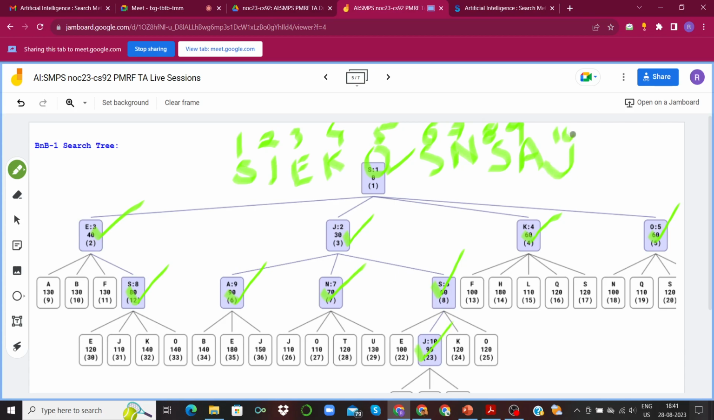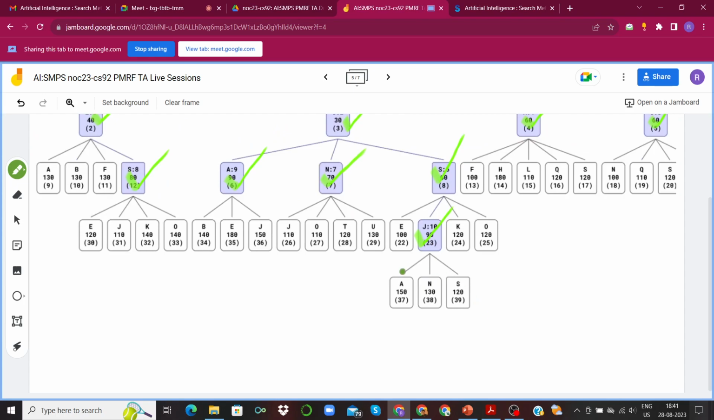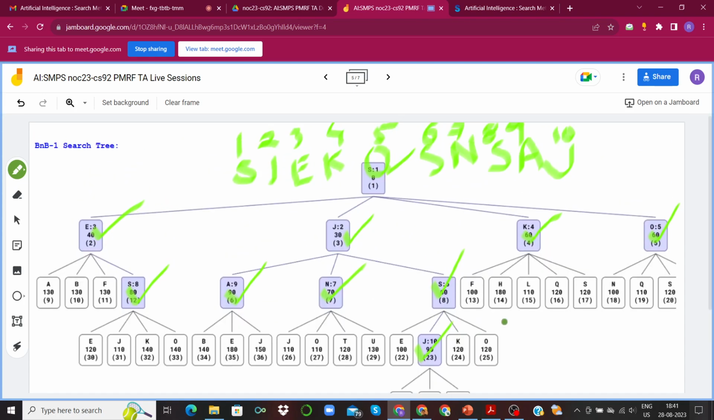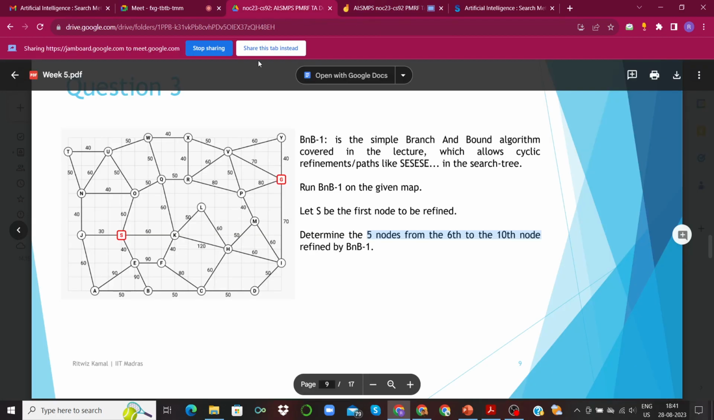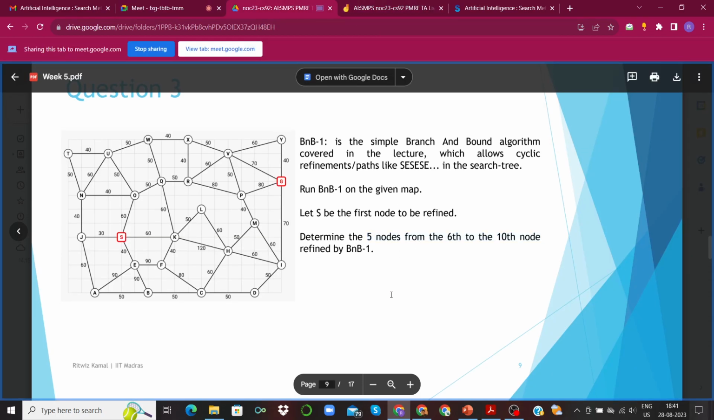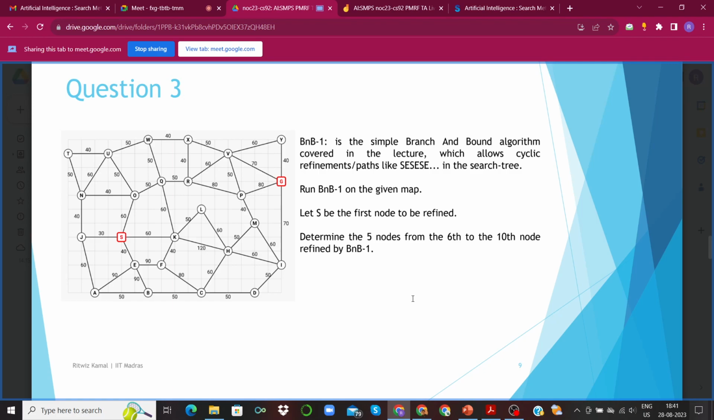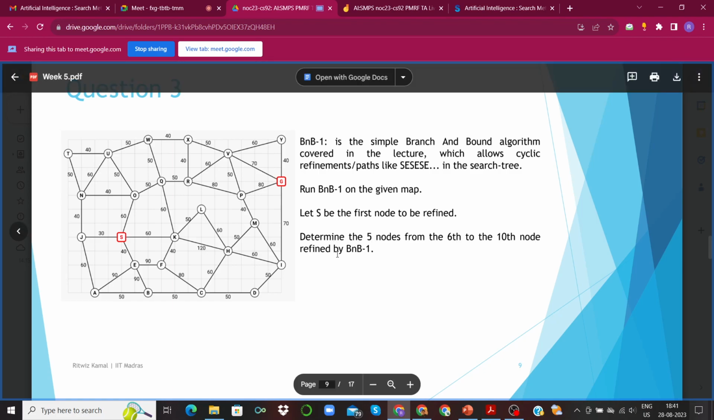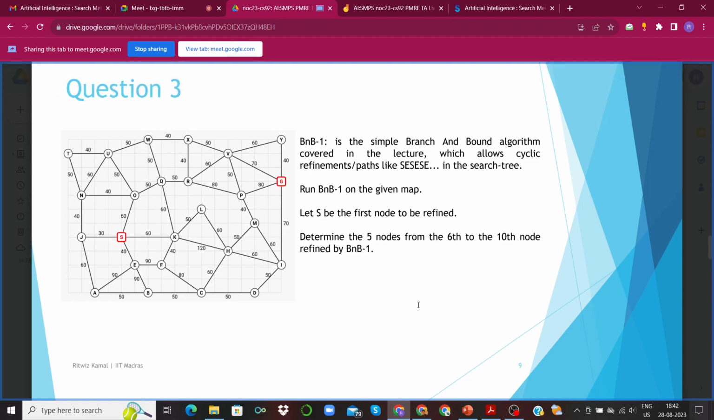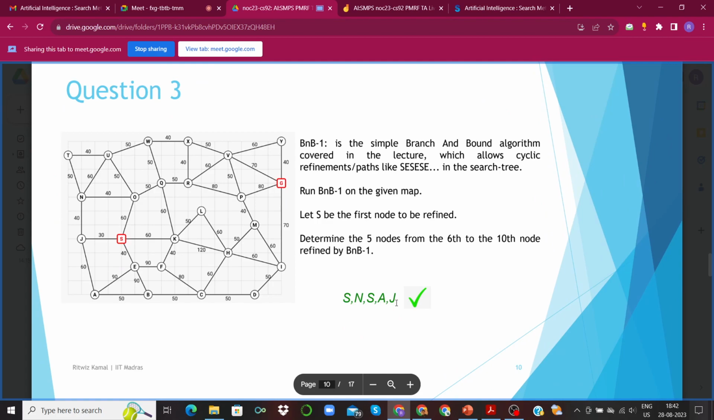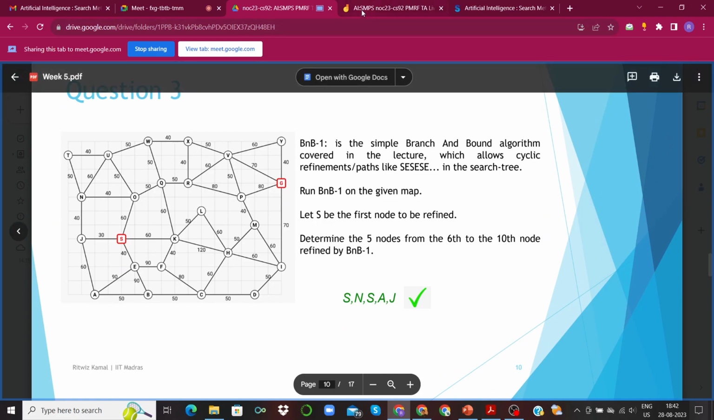This search tree could go on expanding further unless we reach our goal node through one of these branches. But the question simply asks us what are the 6th to 10th nodes that we inspected, and that will be these S, N, S, A, J nodes. That is what is asked in this question, and that's why we have shown this partial search tree over here. And the 5 nodes from the 6th to 10th that were inspected by this particular variation of the branch and bound method are S, N, S, A, and J, as we saw in the search tree.